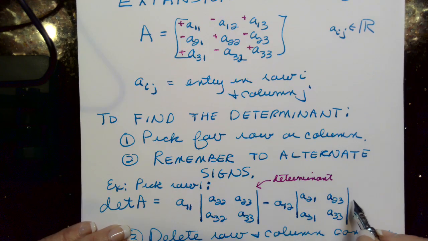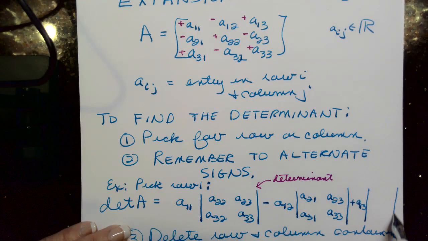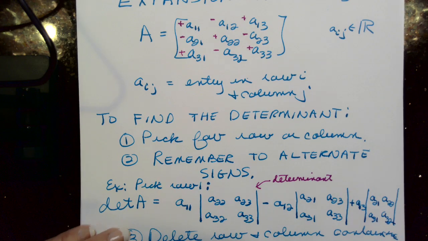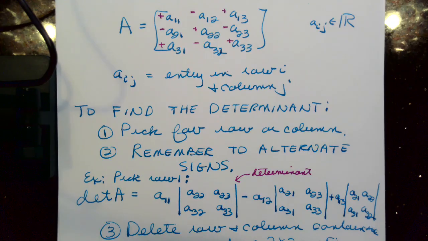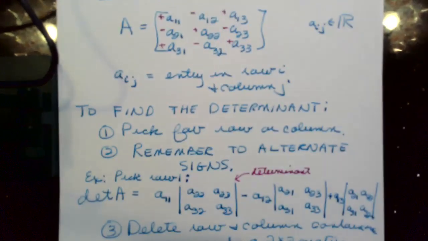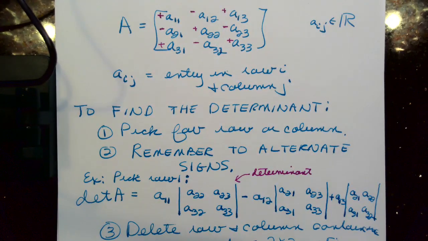And then finally, the last entry in the row has a plus sign with it. That's A13. Delete the row and the column containing it and take the determinant of the remaining 2x2 matrix. So that's A21, A22, A31, A32. Okay. All right. And now let me get the focus. Trying to get this to focus a little better. There we go. Okay, and now let's work this out.